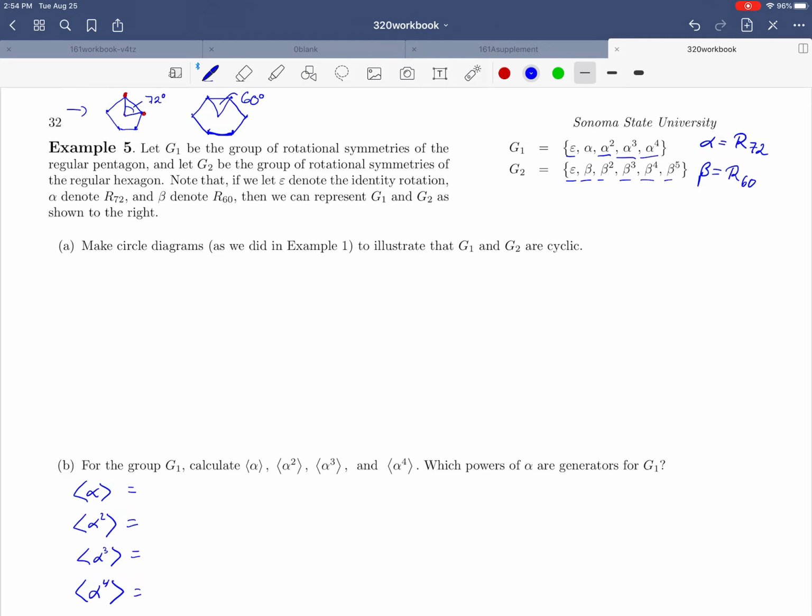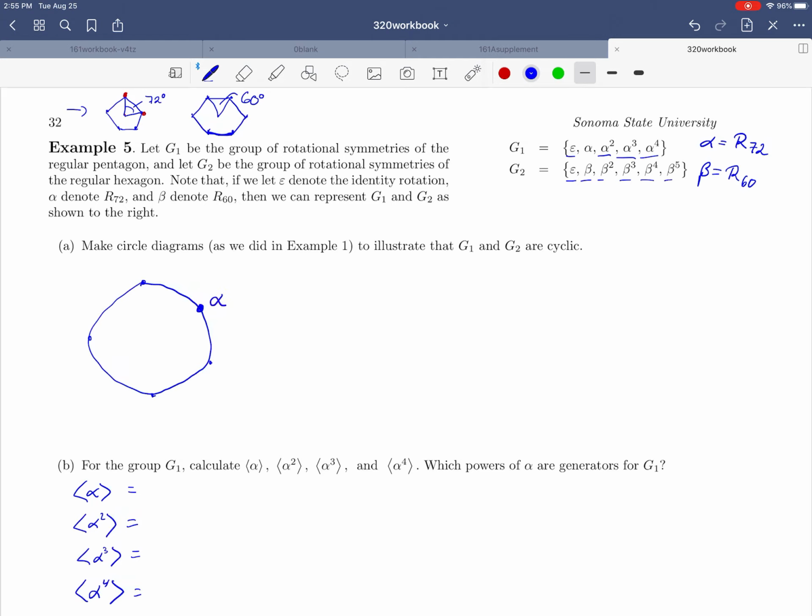So those are the two groups that we are going to investigate in this example. The first thing they are asking us to do is to make a circle diagram, similar to what we already did before, to illustrate what is happening in our two groups. So instead of drawing my pentagon, I'm just going to draw a circle that has 5 points on it. Let's say I have one here, one here, one here, one here, and one here. They are not particularly regular, but again, just humor me.